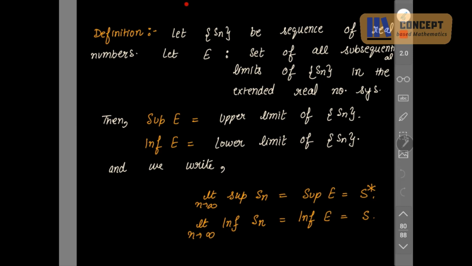If we collect all these subsequential limits and take the supremum of E, we say that the supremum of E is the upper limit of Sn. And if we take the infimum of E, then we say that it is the lower limit of Sn. We write limit as n tends to infinity of the supremum of Sn equal to the supremum of E, that is the set of all subsequential limits, which is equal to S star. It is denoted by S star, and the infimum of E is denoted as small s.